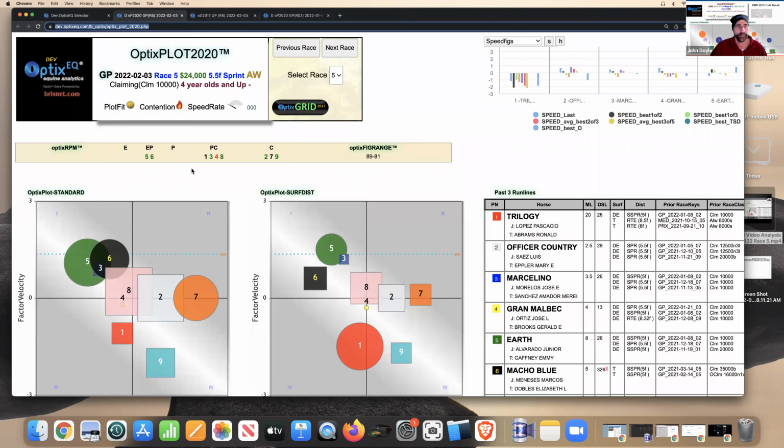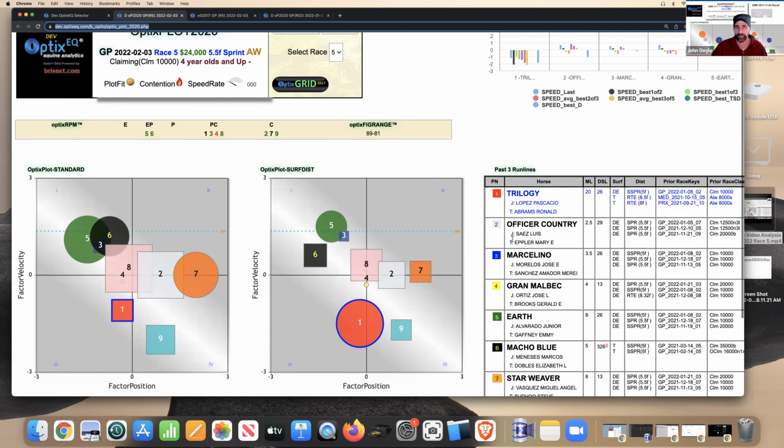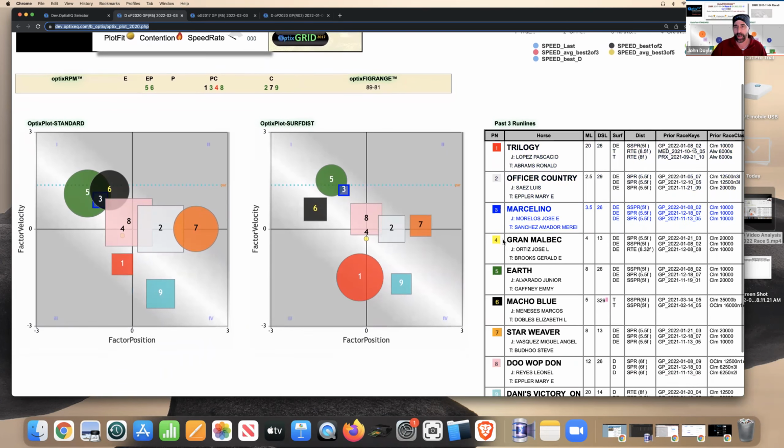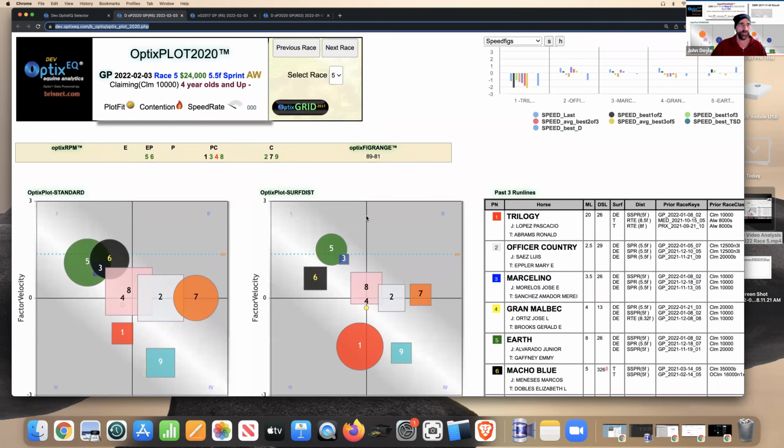So in review, 5 and 6 could do some damage to one another. They're Q1 horses, but it looks like they may kind of cancel each other out a little bit. The 3 and the 8 look like the strongest contenders. 8, obviously, the better play right now based on the morning line. And then our closers, the 2 and the 9. The 2 gets the jump on the 9. The 9 looks off form. So for me, Epler looks like she might have somewhat of a chance on the exacta here with the 2, Officer Country, and the 8, Doo-Wop Don, in race 5 at Gulfstream Park on Thursday, February 3rd.